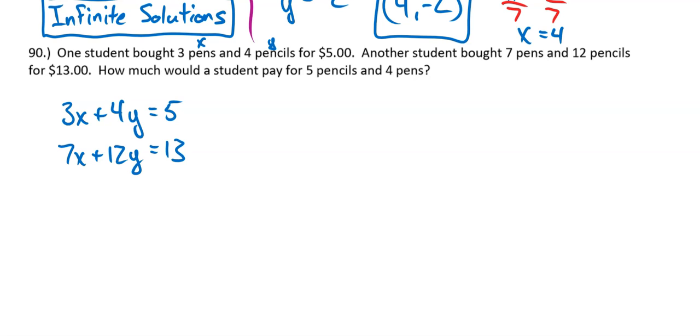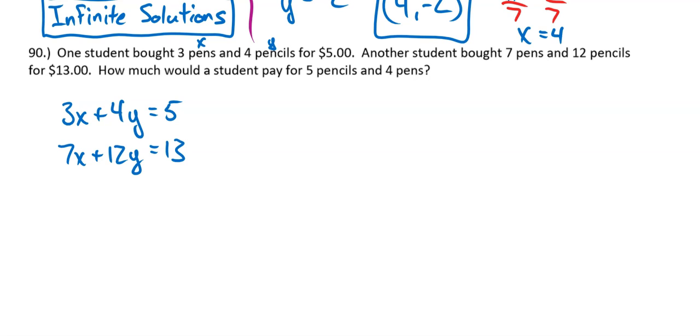And so if I want to know how much 5 pencils and 4 pens would be, well, I need to know how much each pen and each pencil are going to cost, okay? And so right now, x is the cost of each pen and y is the cost of each pencil. I just have to solve this system of equations so that I know how much each one costs. Then I can find out what the price is going to be for specifically 5 pencils and 4 pens, okay? So let's solve this system.